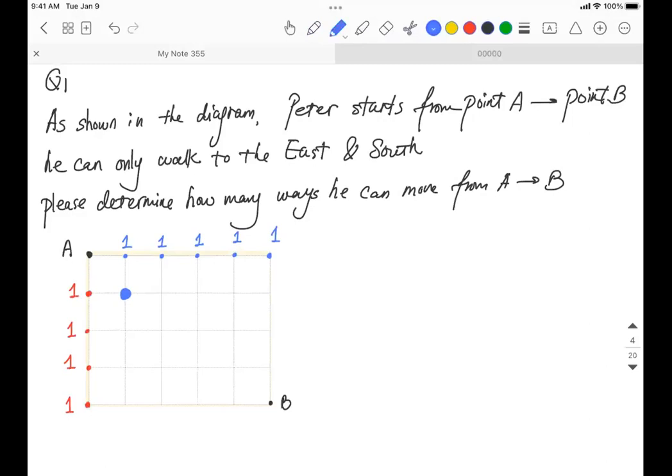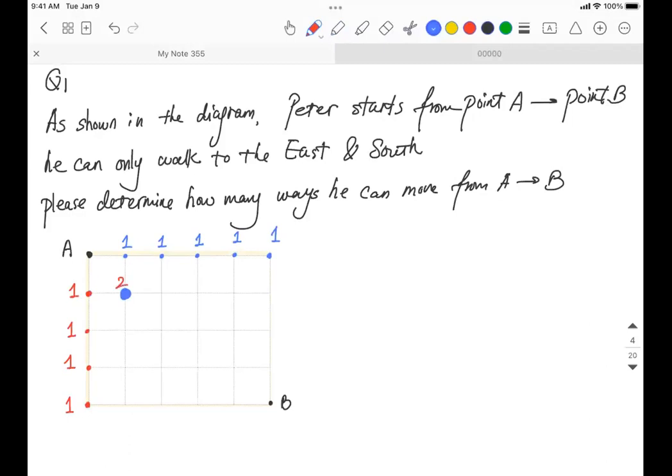Two ways. Kayla? Two ways, right? Why? Because he can either come from the top or he can come from the left, where you add them up. Is it right? That's a brilliant answer.